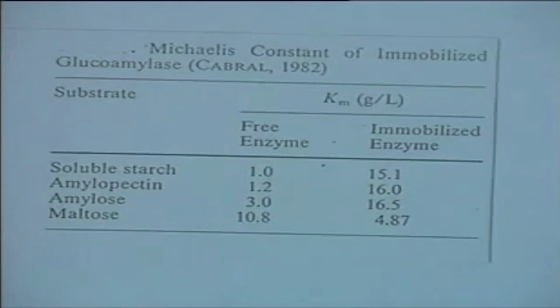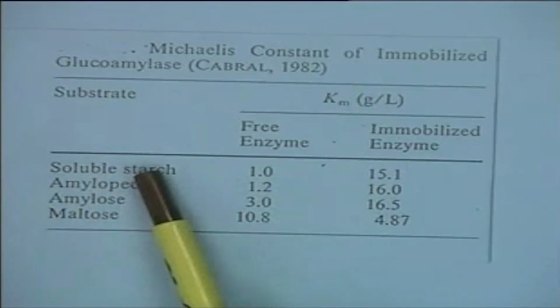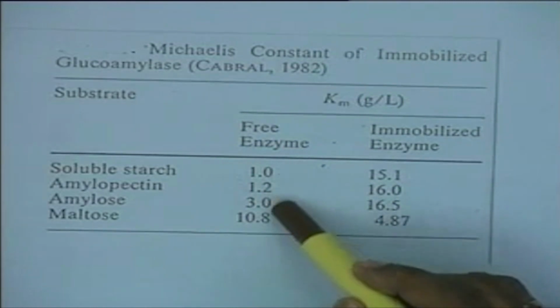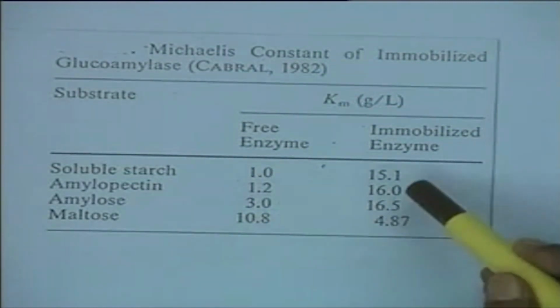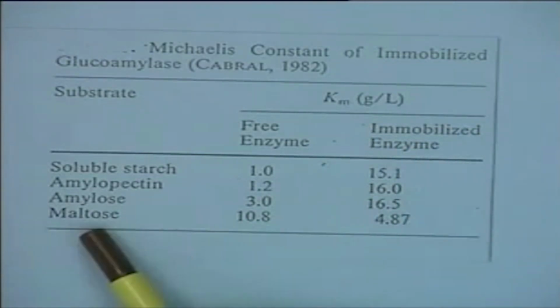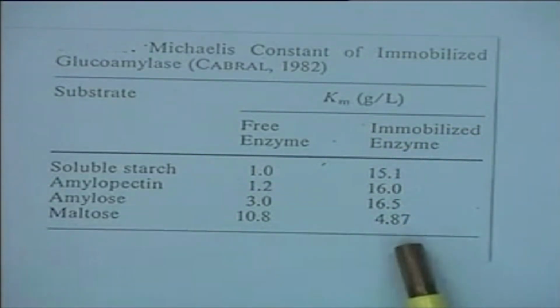For example, in one of the result reports, the Km values of immobilized glucoamylase on different substrates: soluble starch, amylopectin, amylose and maltose. These are four different substrates which can be acted upon by glucoamylase or amyloglucosidase. You see that for the free enzyme, the Km values are given here on the left hand side. For the immobilized enzyme, you see the Km values have significantly increased, excepting on maltose where it has decreased.